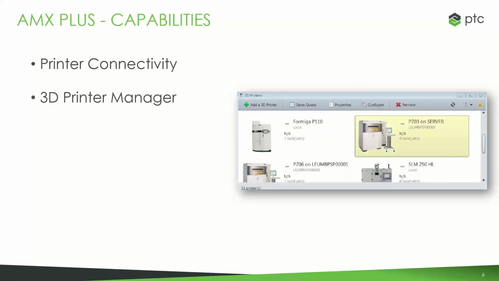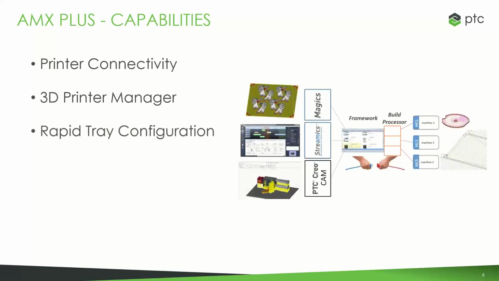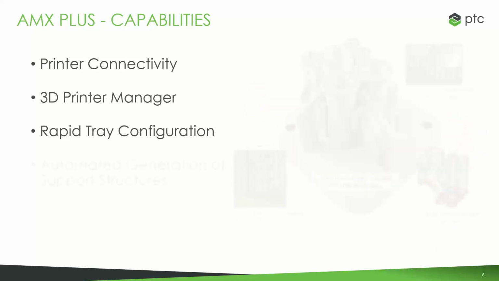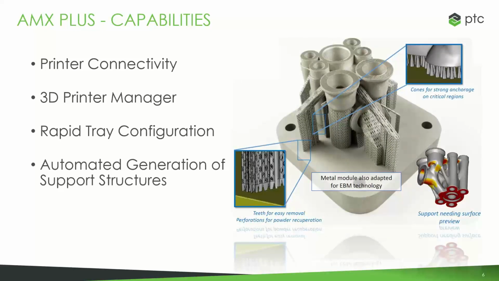And then once you have the printer connected straight into Creo, also have the ability to manage each 3D printer, add new ones in, look at the jobs being sent to each one, and do that again from right within Creo. What that gives you the ability to do is rapidly define and build out tray configurations very specific to metal 3D printing. And then another capability specific to metal 3D printing is the automatic generation of the support structures.